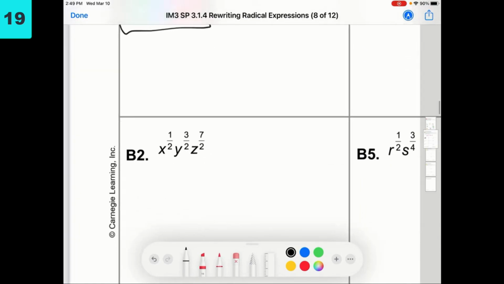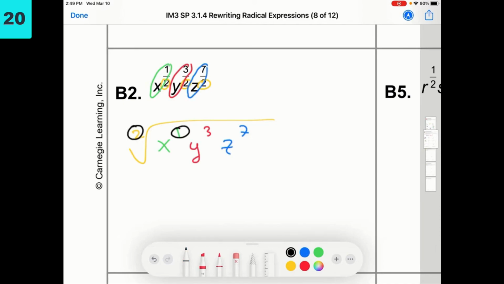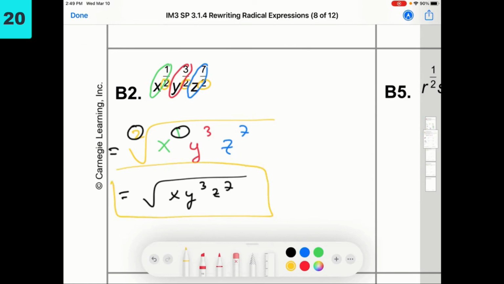Let's go on to B2. Again, the nice thing is they all have a denominator of 2, so that's essentially the root. So I have x to the 1st power, y to the 3rd power, and z to the 7th power. There's a couple things you can clean up here. You don't need to write the 2 and you don't need to write the 1, so you would have something like this: x, y to the 3rd, z to the 7th power, and this one would be your answer for B2.